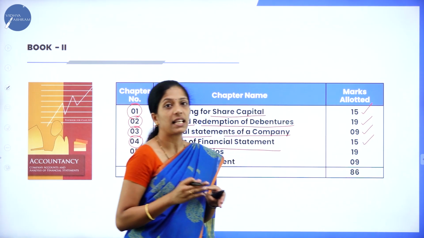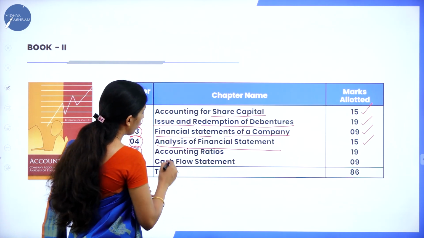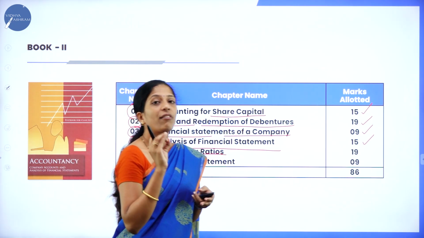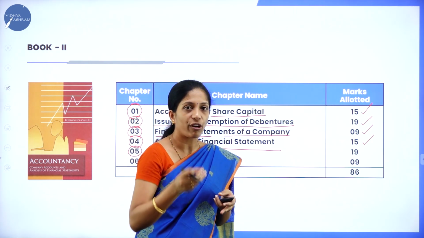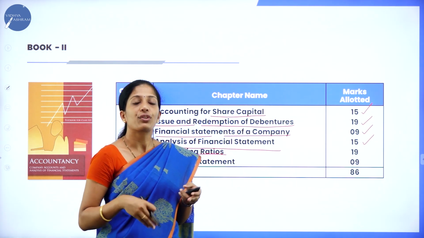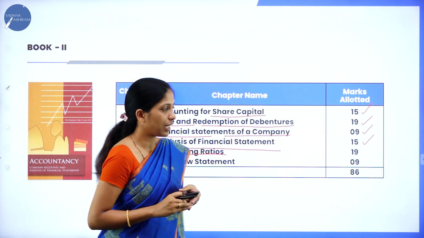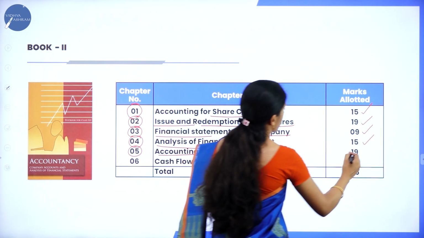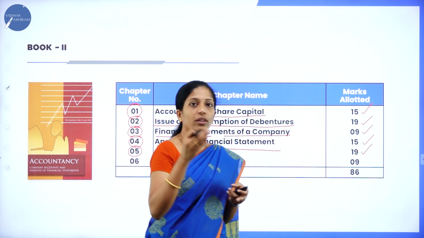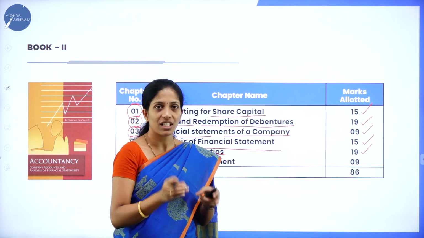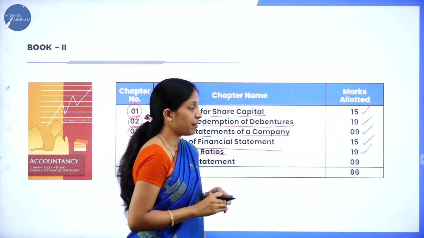Next, your fifth unit is accounting ratios, where you are going to learn about a number of ratios, where you have to remember the formulas. There are a number of formulas where you are going to calculate the ratios. So the chapter name is accounting ratios, and the total weightage is 19 marks. Once you know the formula, it is very easy to solve the problem, and the total weightage of this particular chapter is 19 marks.